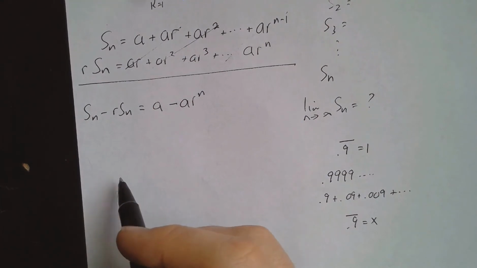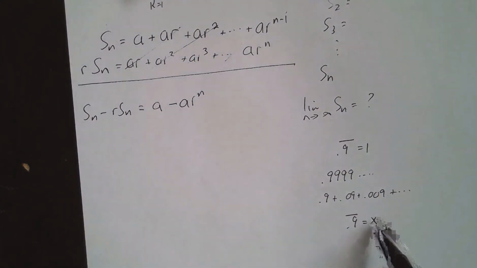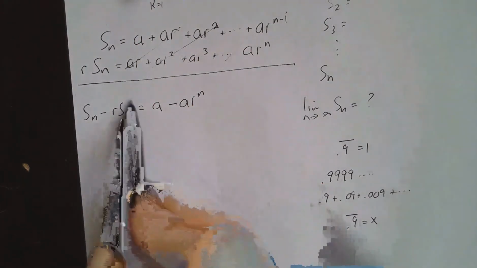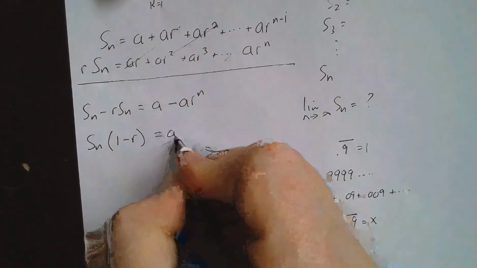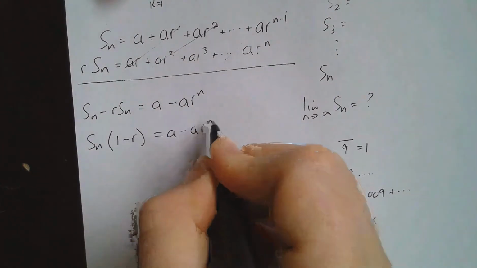The next step that I took was, well, I needed to get out what x was, and x was supposed to be the entire thing. So in this case right here, I'm going to factor out s sub n, giving me 1 minus r, and that still equals this thing here. I might as well go ahead and factor a out on this side as well. So I'm going to do that while I divide by 1 minus r.